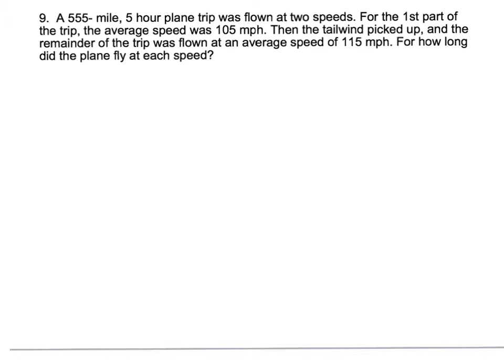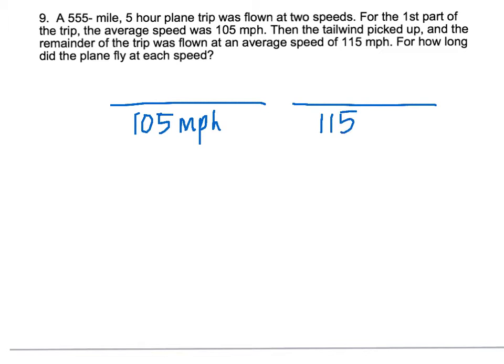Hi guys, in this video we're going to look at numbers 9 and 10 from that 9.6 worksheet. You might want to take a second and pause and read through this problem, number 9, if you haven't already. Once you've done that, you can see that we have this plane trip which has two parts. If I try to draw a little picture that will demonstrate this, we have the first part of the trip at which we're going 105 miles per hour. For the second part of the trip, we speed up to 115 miles per hour.